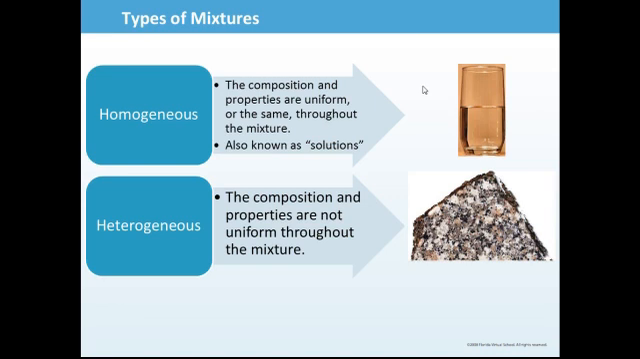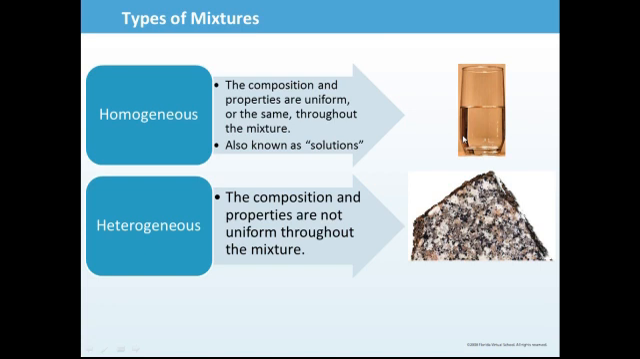There are two types of mixtures. The first type is a homogeneous mixture. A homogeneous mixture is when the composition and properties are uniform throughout the entire mixture. Often we will refer to these as solutions.